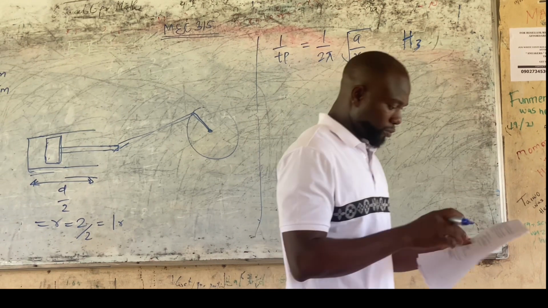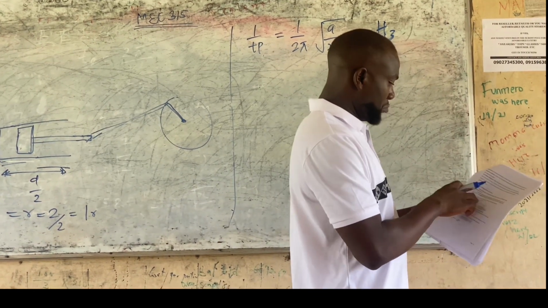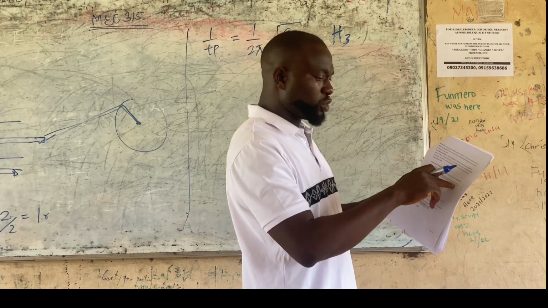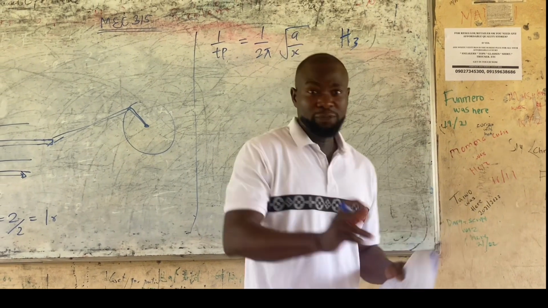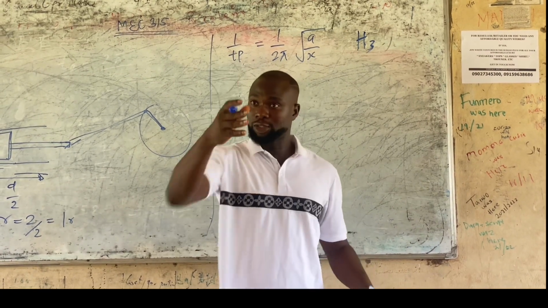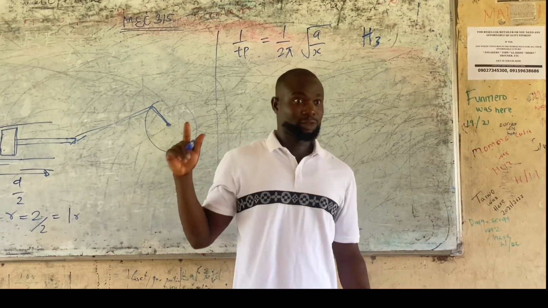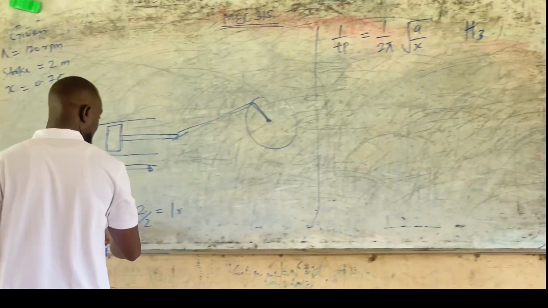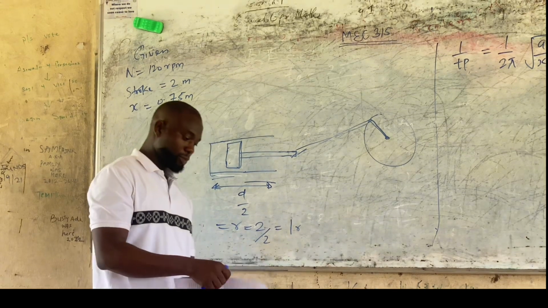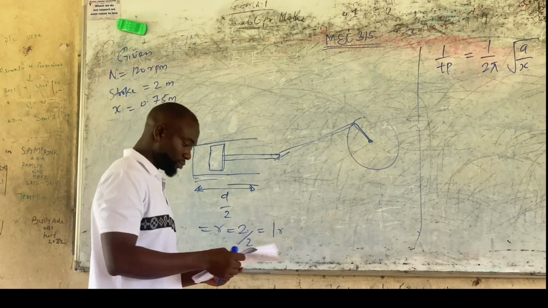Okay, I did not put the diagram here. It's the amplitude of the particle. The amplitude is always equal to the radius of the circle. If the stroke is the diameter of the circle, the radius is 1. So that means 1 is the amplitude here. Okay? So the next one.